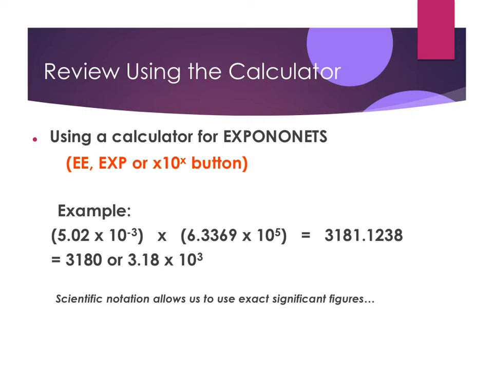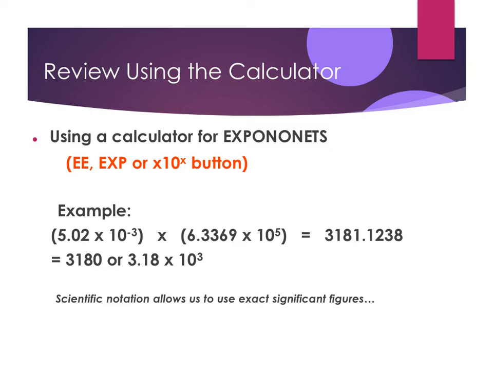If you can't find it, take a picture of your calculator and send it to me, and I can circle it on your screenshot and send it back to you. You need to find these buttons. So now let me walk through how you would type in this example. You would type 5.02, and then you would hit your EE button or EXP button, or whichever of those buttons, and then you would only type in the -3.